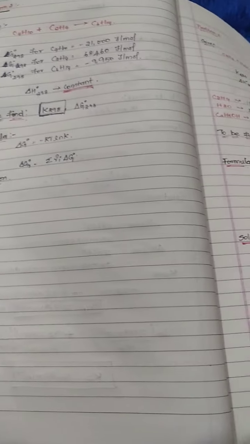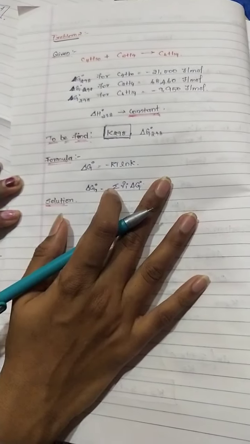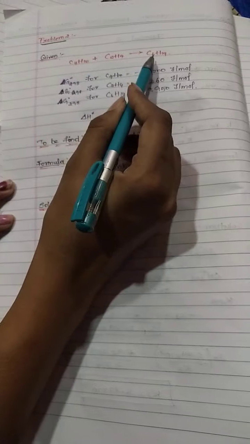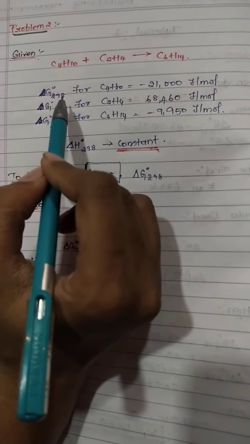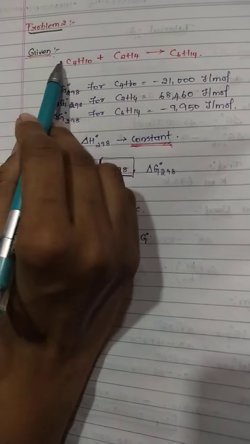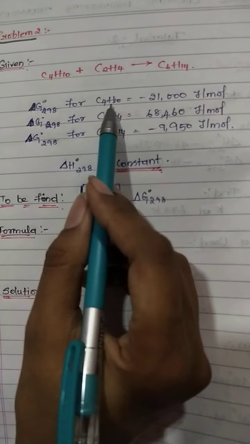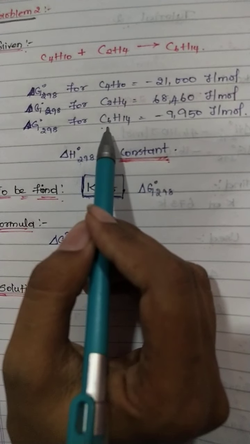Now we are going to go for problem 2. In this problem also, you are given the equation, and you have been given del G naught for all the components in the reaction. That is C4H10, C2H4, C6H14.